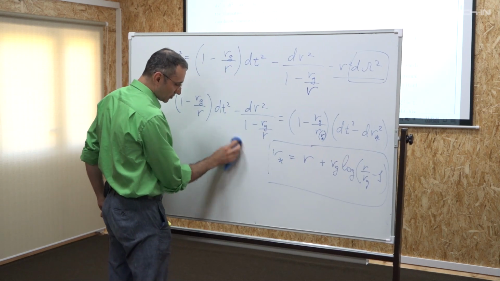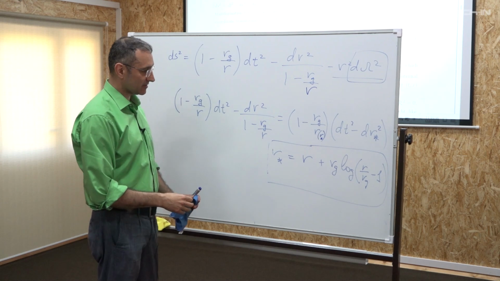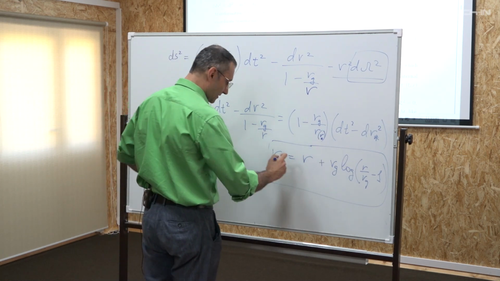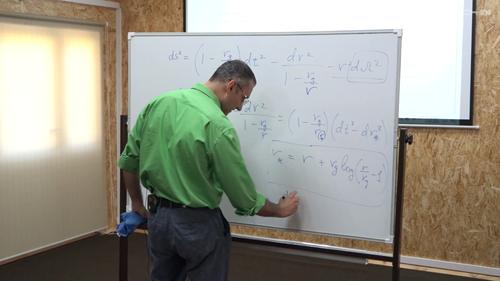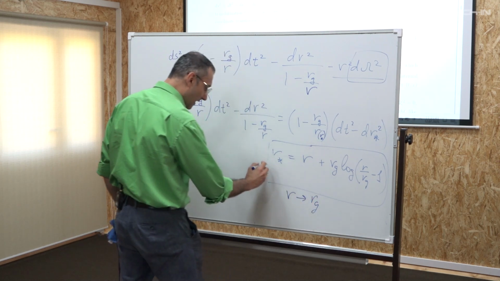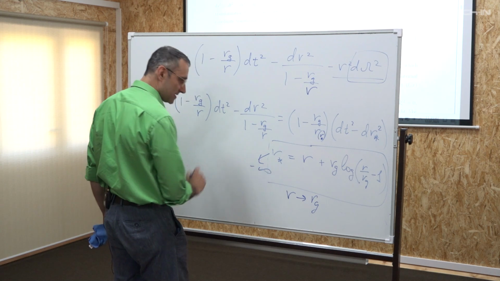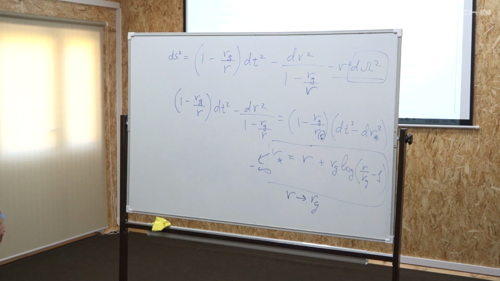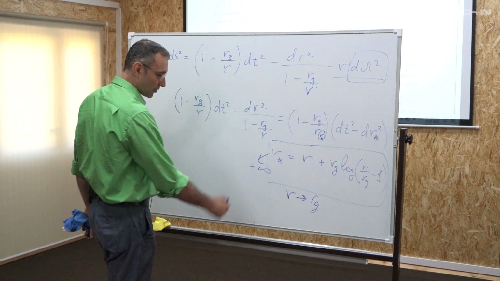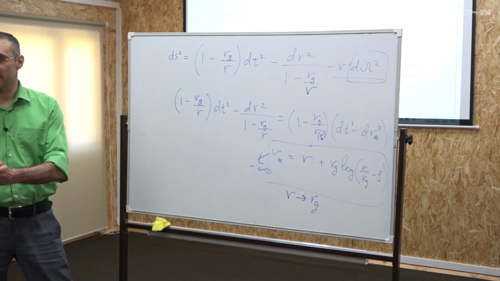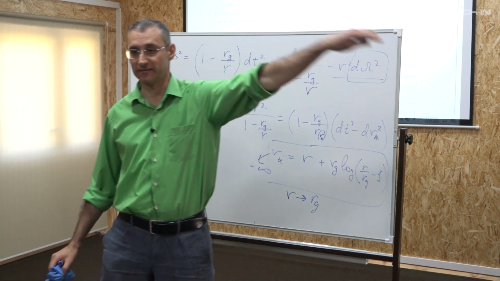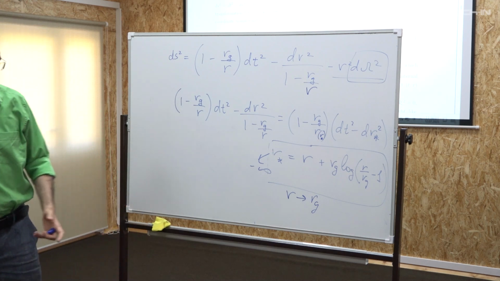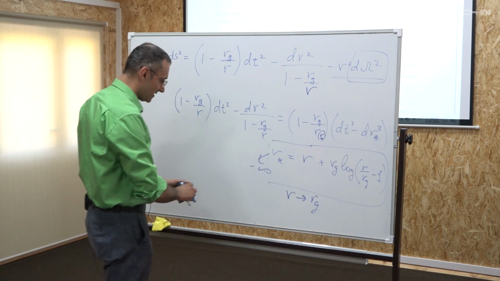this is the so-called tortoise coordinate. Tortoise because as you approach the horizon, as R goes to Rg, R star goes to minus infinity. So your log is approaching closer to 0, and R star is approaching minus infinity. So you essentially shifted the horizon to minus infinity in terms of this coordinate. That's the reason it's called tortoise. It never approaches the horizon.